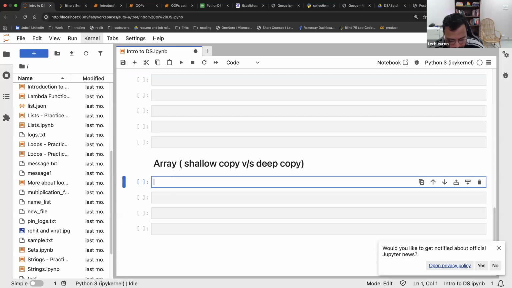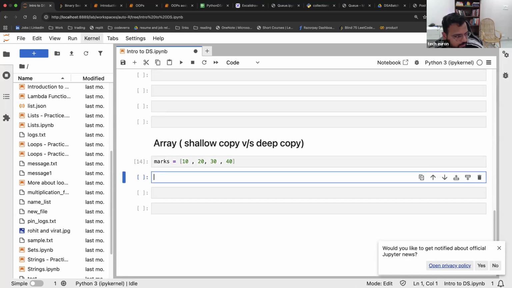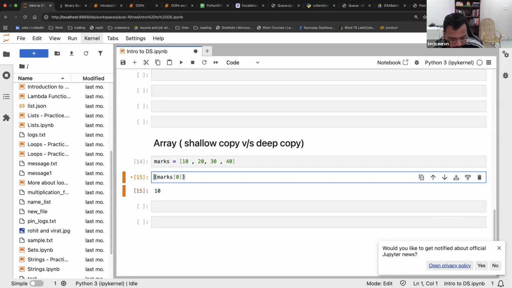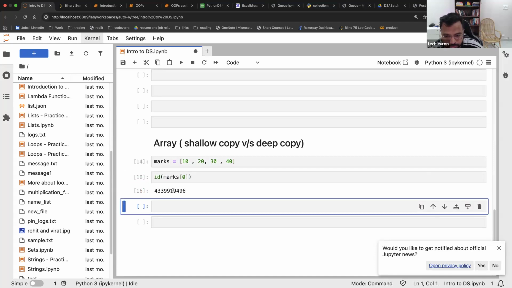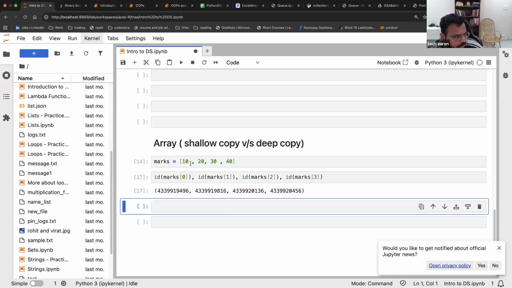So for shallow copy and deep copy, suppose I'm doing marks with 10, 20, 30, and 40. Able to see this? If I do marks of 0 and want to find out its memory location, I can do id, and this will give me the memory location. Similarly, I can take 1, 2, and 3. This part you should know, deep copy and shallow copy, because otherwise sometimes you will make some mistake. You can see these are the memory locations of 10, 20, 30, and 40.